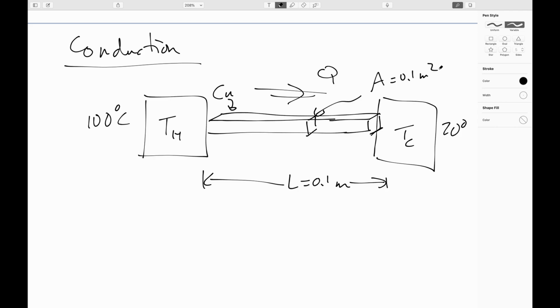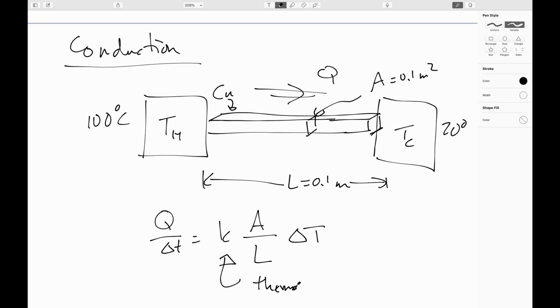It turns out the rate at which heat gets transferred goes directly as the cross-sectional area, inversely as the length, and as the change in temperature. Now, this k is not Boltzmann's constant, annoyingly. It is a number you have to look up for the particular material in question. It's called the thermal conductivity. The units for this will work out to be watts per meter Kelvin.